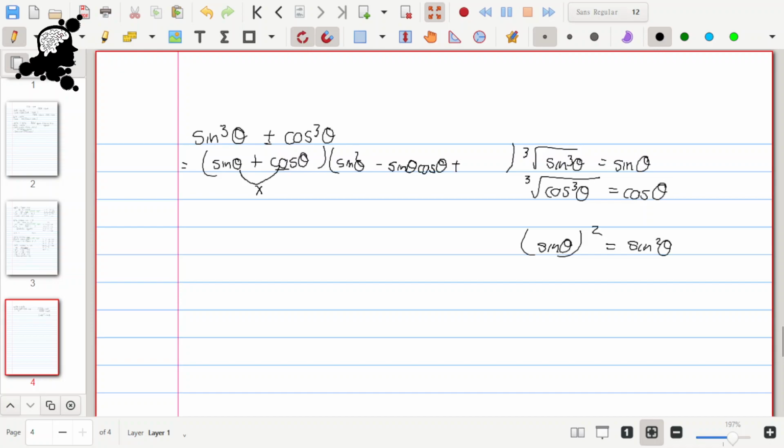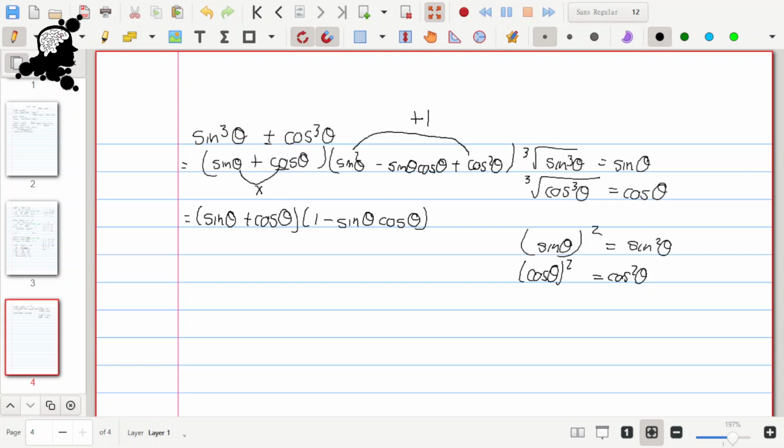To get the last term, I have to square the last term in the first bracket. So cos of theta squared is equal to cos squared theta. I have cos squared theta here. If you want to, by using your identities, to be specific, your square identity, sine squared theta plus cos squared theta gives you 1. So I'm going to write this as 1 minus sine of theta, cos of theta. And this is my final answer.